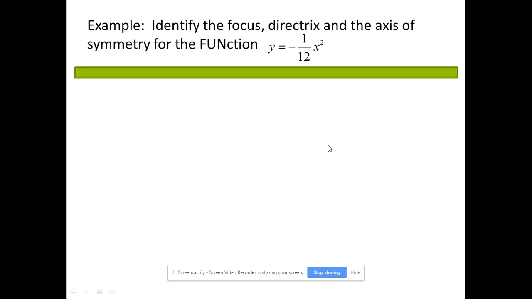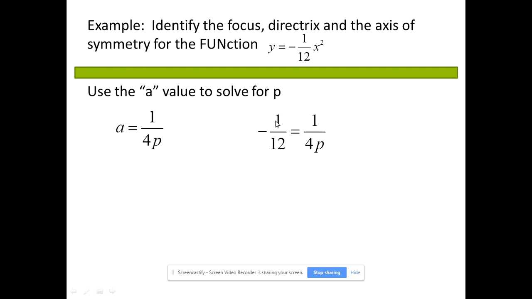So let's take a look at an example. Identify the focus, directrix, and the axis of symmetry for a function y equals negative 1/12 x squared. We're going to use the a value to solve for p, because once I know p, I can figure out the focus and the directrix. So my a value is 1 over 4p. My a value in this case is negative 1/12. So you can see here that p would have to equal negative 3 for these to be equivalent statements.